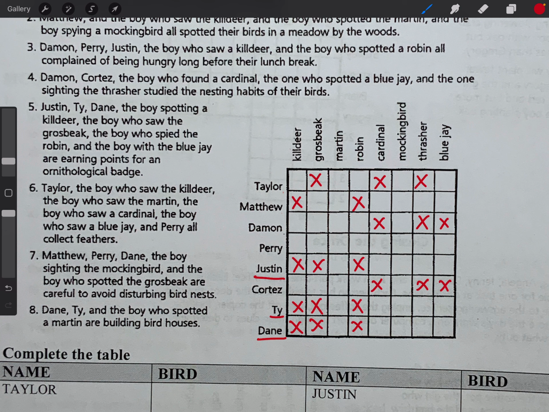Taylor, next one says Taylor. Where's Taylor? Here. The boy who saw the killdeer, so Taylor can't be the one who saw the killdeer. The boy who saw the marten, that can't be the one who saw the marten. The boy who saw a cardinal, so he can't be the one who saw a cardinal. The boy who saw a blue jay, so blue jay can't be Taylor as well.